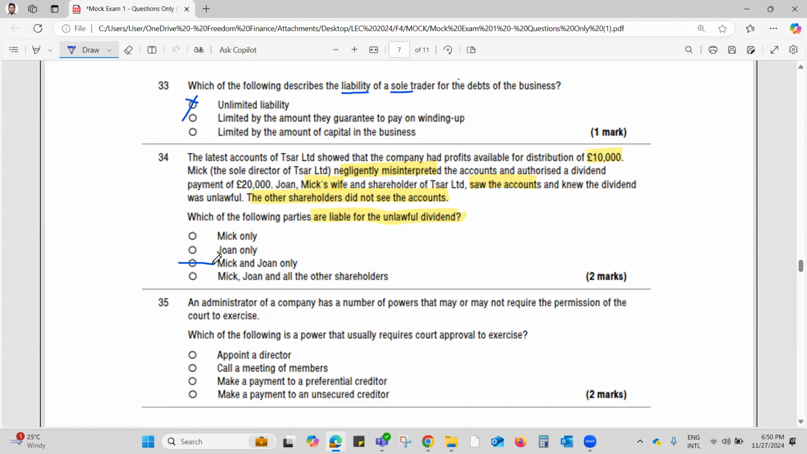So technically, a relief may be granted if the mistake is honest and reasonable. However, in this case, the misinterpretation was due to negligence, so you can't expect a relief. The other shareholders never knew what happened with this dividend distribution, so they were not aware of this. Mick is the person who caused this. However, his wife is already aware that there is an unlawful dividend, so she is also liable for this situation.